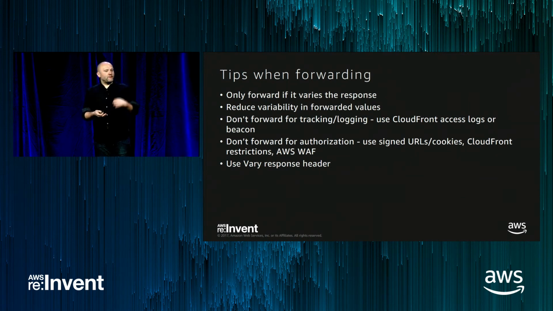What I mean by that is if you're forwarding a header and it could have potentially many different values, each one will be stored as a separate cache with a separate cache key. If you can constrain and reduce the variability of that value, you limit the number of potential cache keys you'll have. That will improve the cache hit ratio and improve the performance.